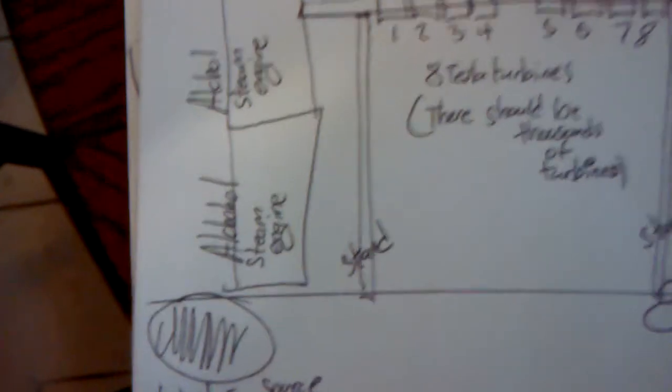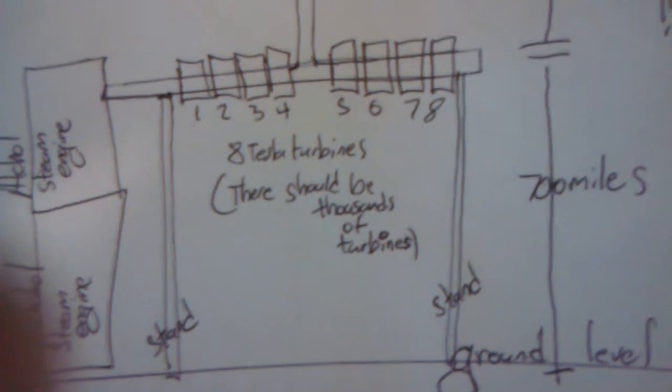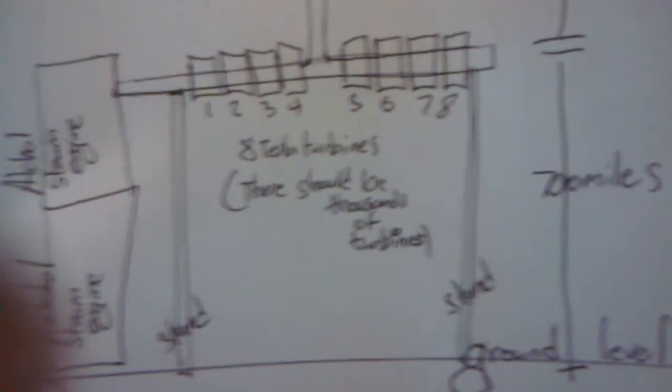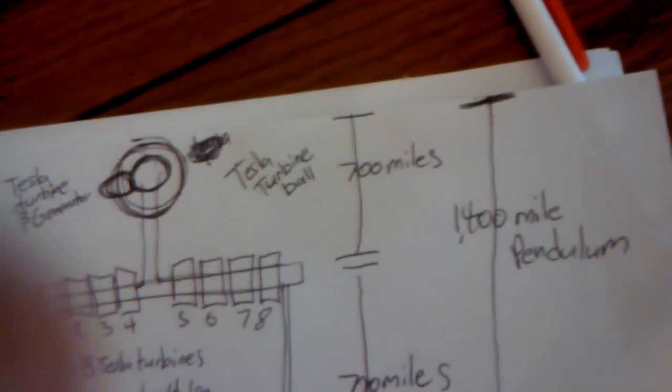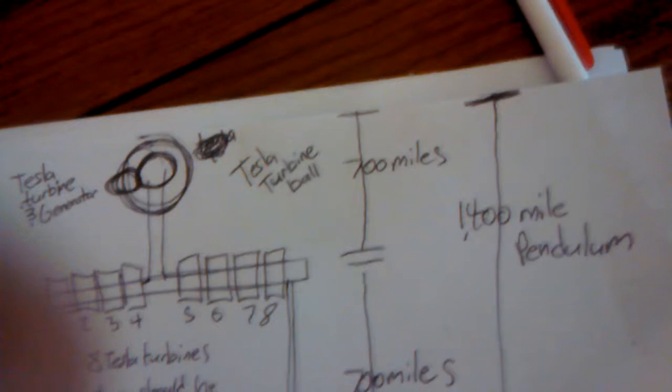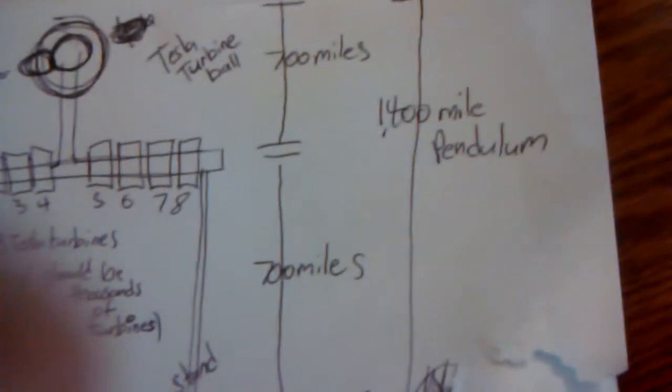So the alcohol rises into the steam engine, and this is the pendulum. So there's the stand of the pendulum and the other right side of the stand. Half of the pendulum is 700 miles from ground level, and the other half is 700 miles from the pendulum axle up into the air. So the whole pendulum is a 1,400 mile pendulum.